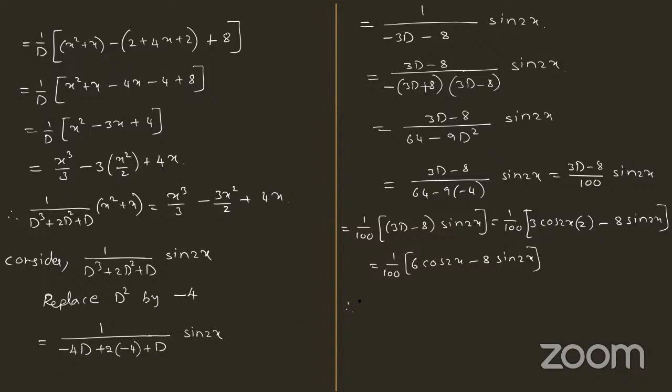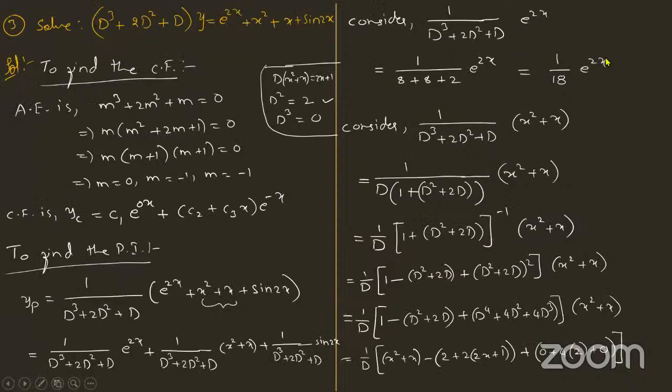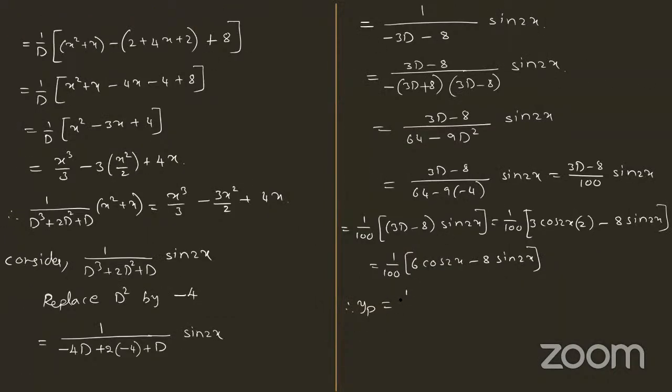So therefore, if you finally write the particular integral yp, you need to add these 3. The first one you got as 1 by 18 into e power 2x. I'm writing that here: 1 by 18 into e power 2x, plus the second one, we got it here: x cubed by 3 minus 3x squared by 2 plus 4x. And finally, we got this 1 by 100 into 6 cos 2x minus 8 sine 2x.